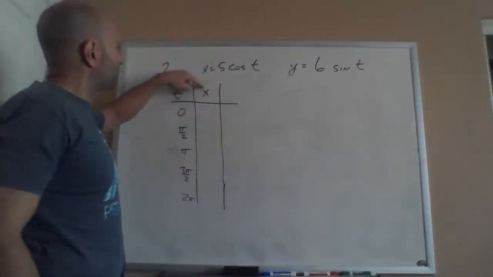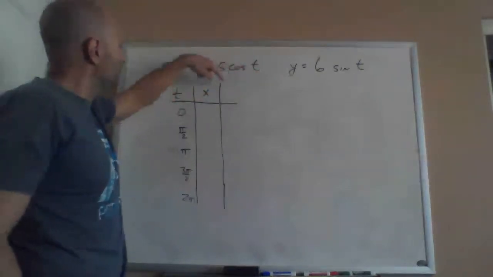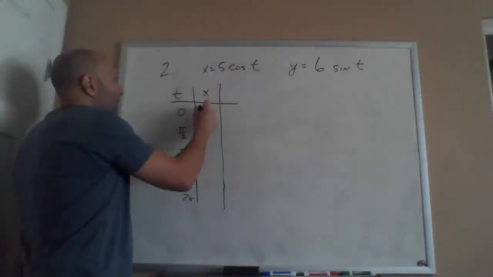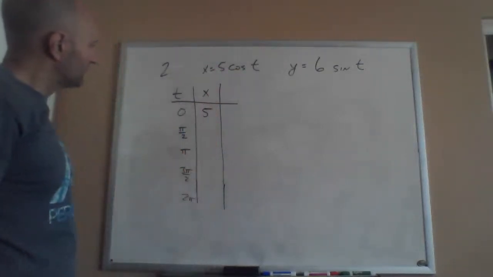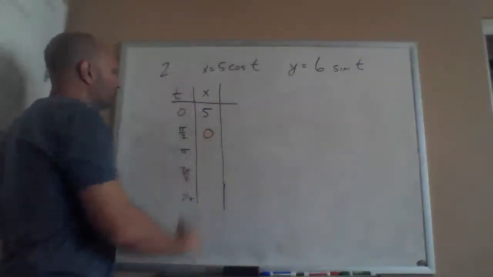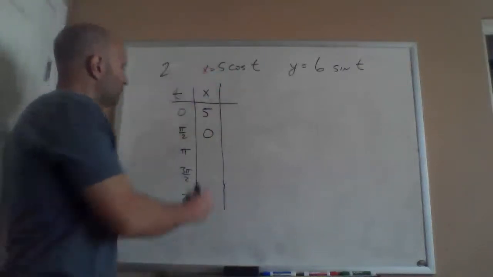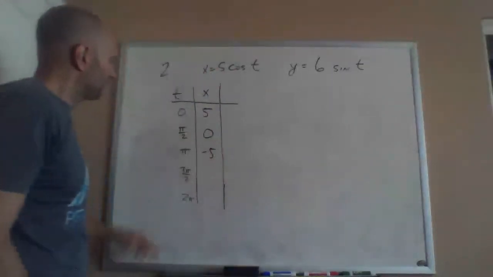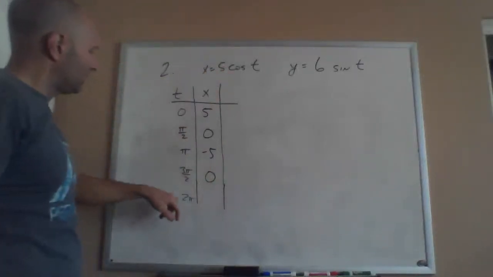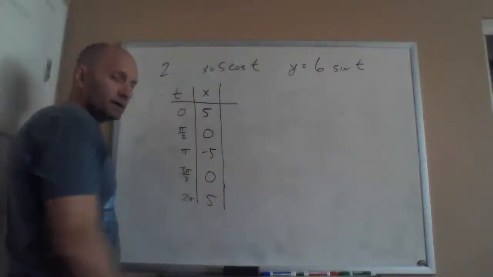In this case, let me figure out my values for x. I'm plugging these values of t into here. Cosine of 0 radians is 1, 5 times 1 is 5. Cosine of pi over 2 is 0, 5 times 0 is 0. Cosine of pi is -1, -1 times 5 is -5. Cosine of 3 pi over 2 is 0, so 0. And then back to the start, cosine of 2 pi is 1, times 5 is 5.